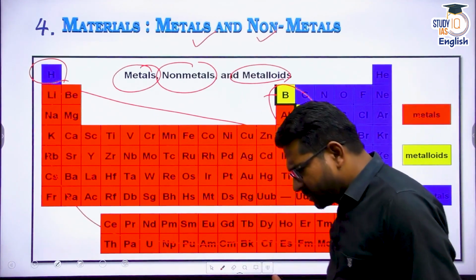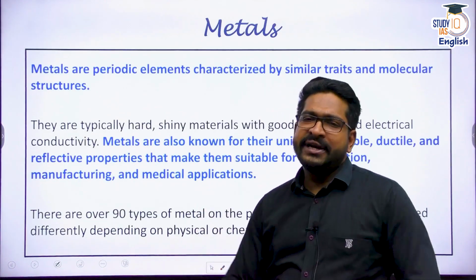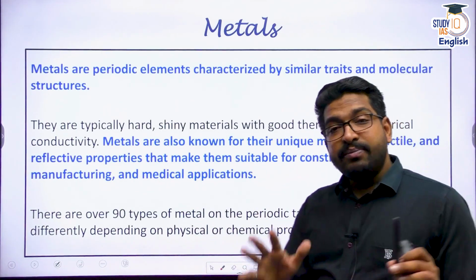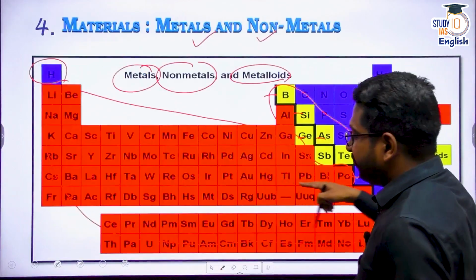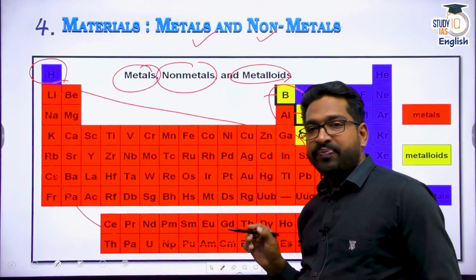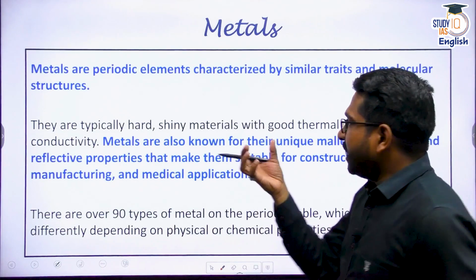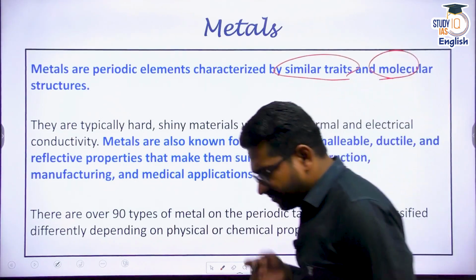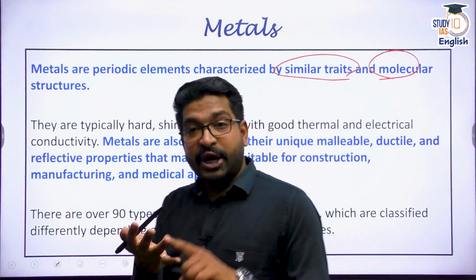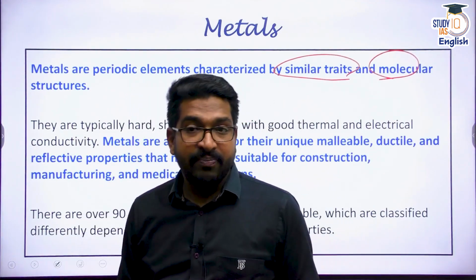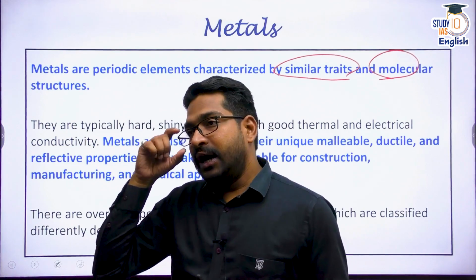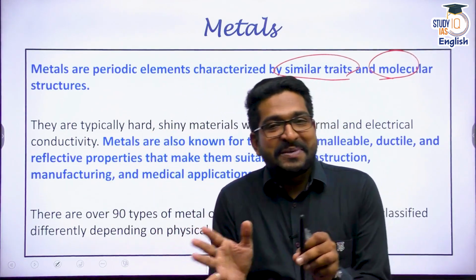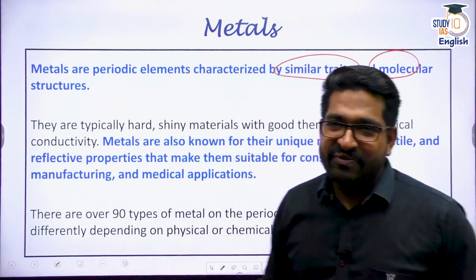Let's talk about the features in general. We'll talk about detailed features, but when we say something is a metal, it has certain basic characteristics. That is why they have been grouped into a similar group. Why? Because they are characterized by similar traits and similar molecular structures. Metals are hard, shiny, and lustrous. Whenever we ionize them, they become positive ions, that means they become cations. So these basic things we already know.